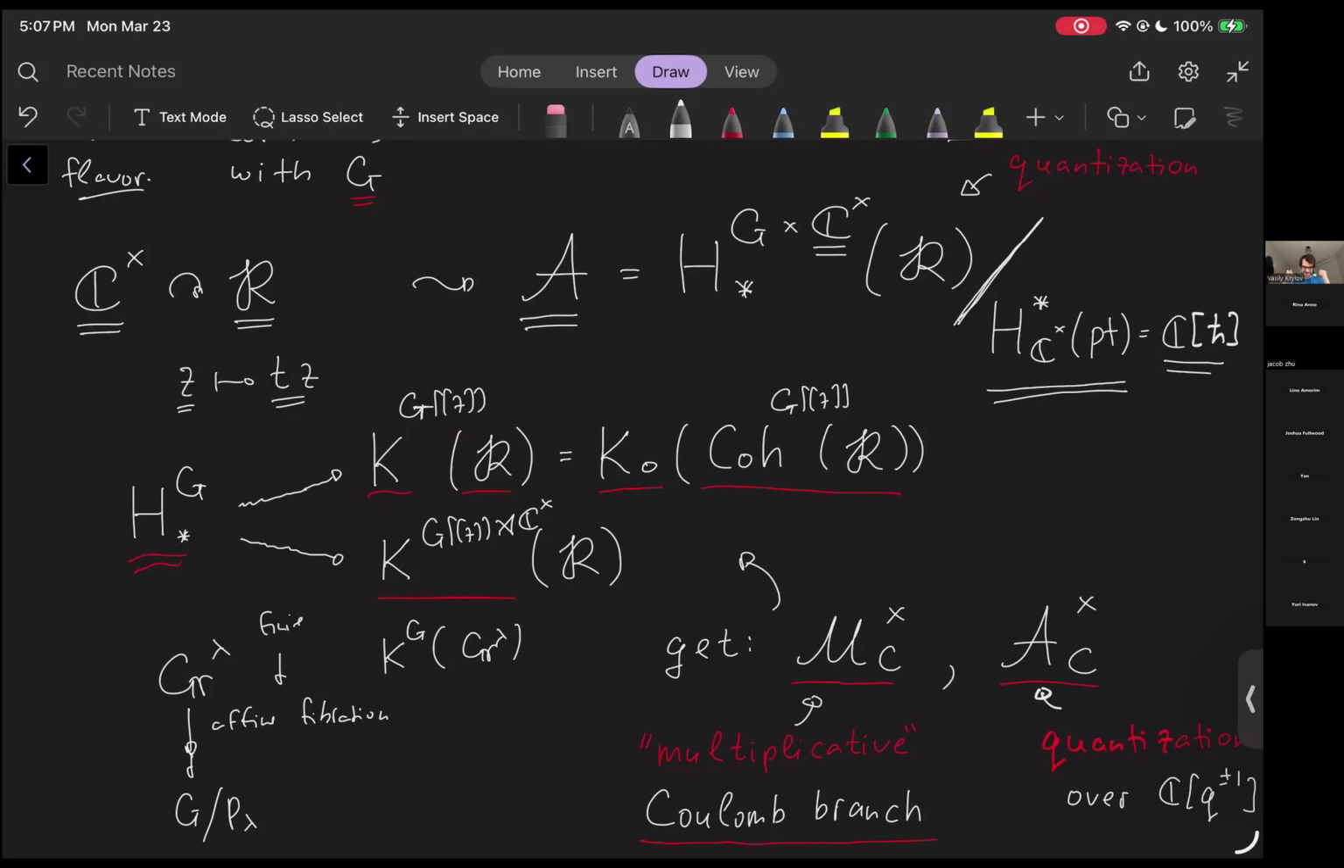Okay, great. And note that here it was very important that I was doing coherent sheaves, not vector bundles. It's like homology, not cohomology.